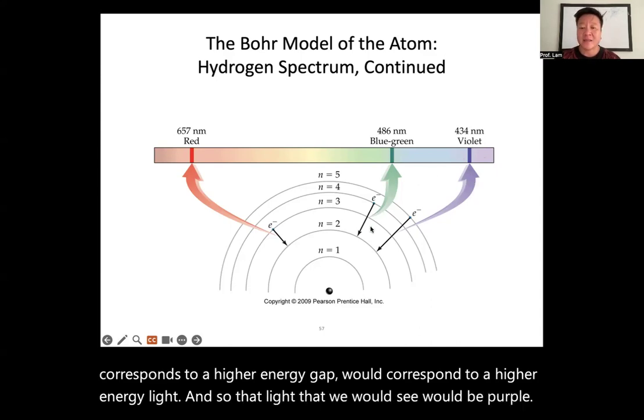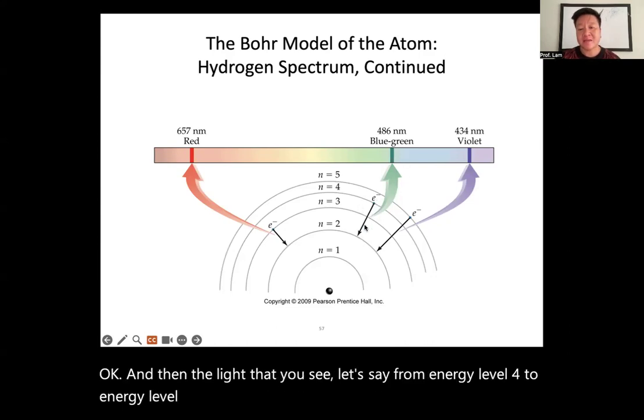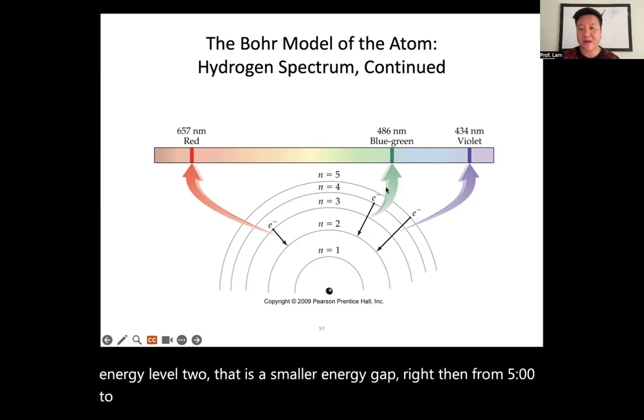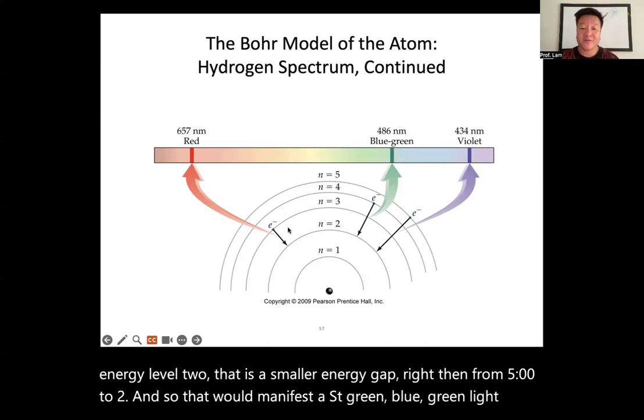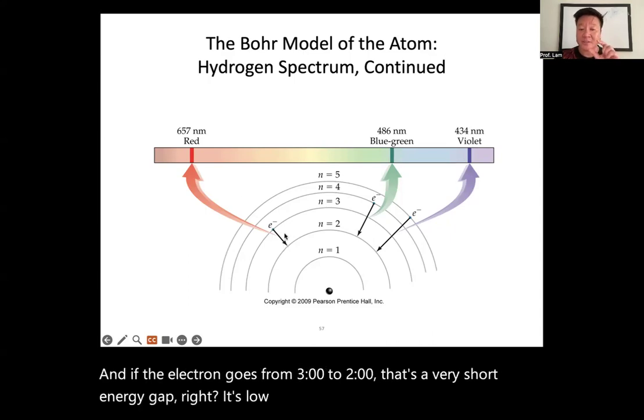And then the light that you see, let's say, from energy level 4 to energy level 2, that is a smaller energy gap than from 5 to 2. And so that would manifest as, say, blue-green light. And if the electron goes from 3 to 2, that's a very short energy gap. It's low energy, so lower energy light is red.